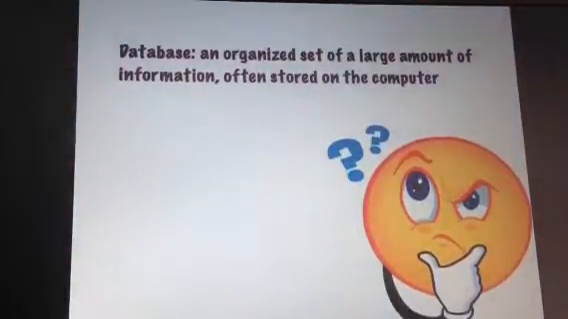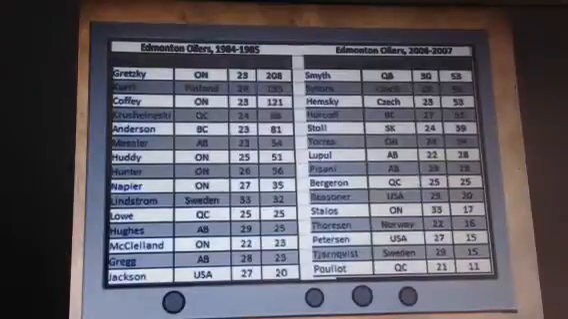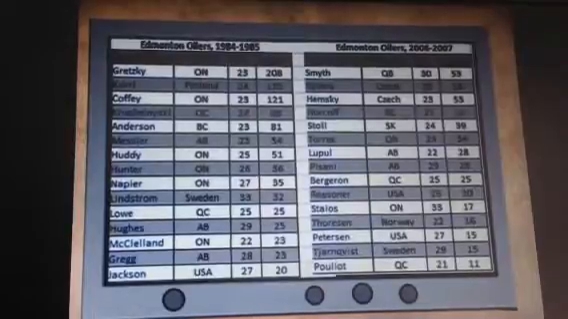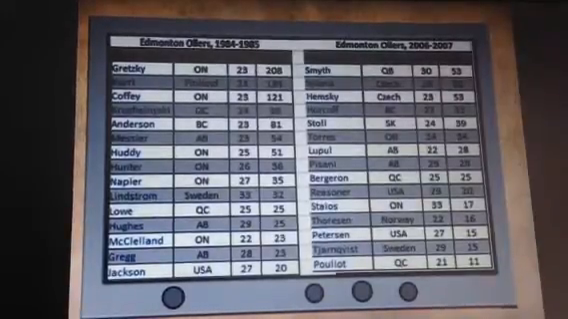So a database is an organized set of a large amount of information that's quite often made on a computer. So here we have a database. Sean looked up databases comparing hockey players in 1984 and 2006. So let's just look at this and see some of the information that you get in a database. You can see there's a lot.